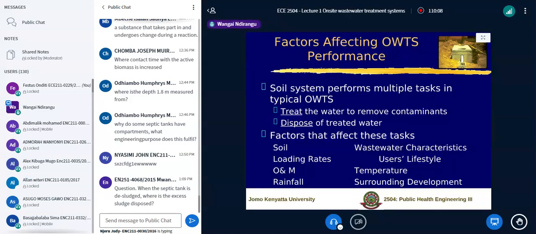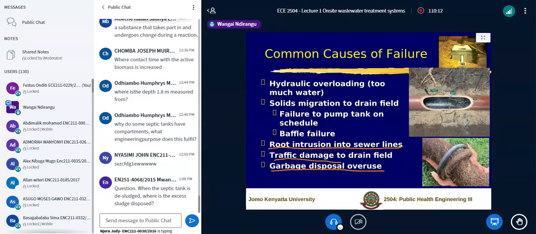So then, the overloading is something else. There are 2 types of overloading: hydraulic and mass loading. Because you can have a septic tank or a disposal field where you have little water, but a lot of BOD, 3,000 milligrams per liter. The soil has a capacity.